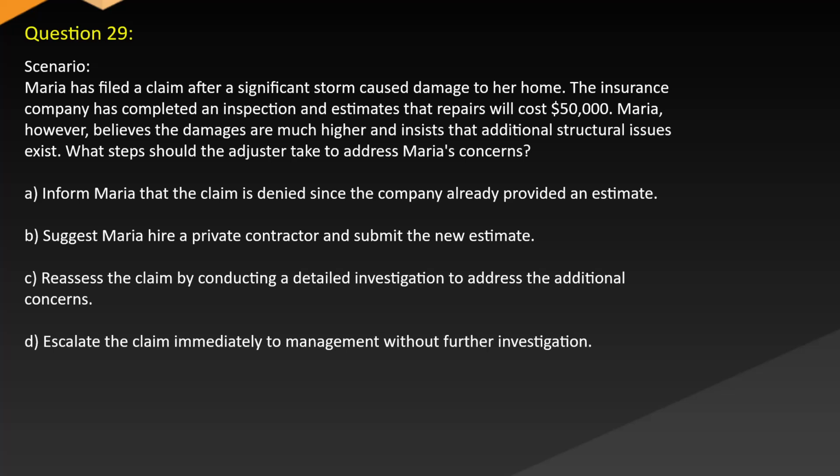Question 29. Scenario: Maria has filed a claim after a significant storm caused damage to her home. The insurance company has completed an inspection and estimates that repairs will cost $50,000. Maria, however, believes the damages are much higher and insists that additional structural issues exist. What steps should the adjuster take to address Maria's concerns? A. Inform Maria that the claim is denied since the company already provided an estimate. B. Suggest Maria hire a private contractor and submit the new estimate. C. Reassess the claim by conducting a detailed investigation to address the additional concerns. D. Escalate the claim immediately to management without further investigation.